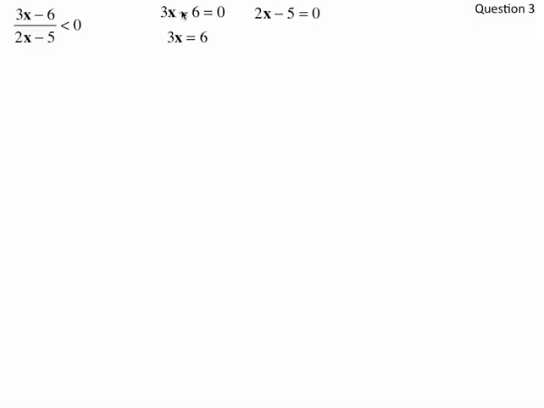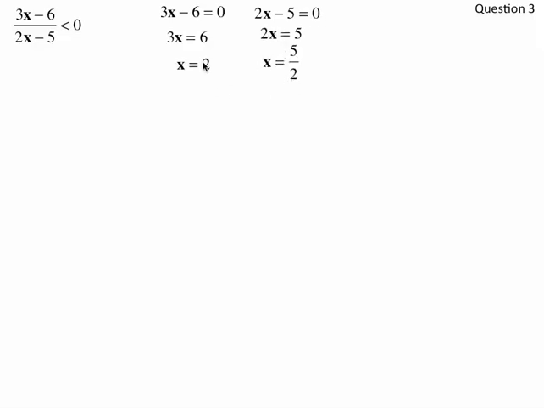Okay, so I want to get rid of that negative 6. I'm going to add 6 to both sides. Now I want to get rid of the 3, so I'm going to divide both sides by 3, so x is equal to 2. All right, for 2x - 5, I'm going to add 5 to both sides. Then I'm going to divide by 2, so x is equal to 5/2.